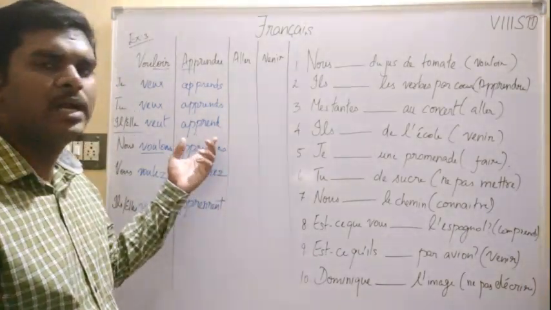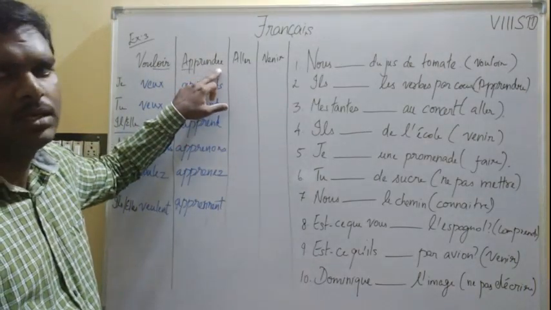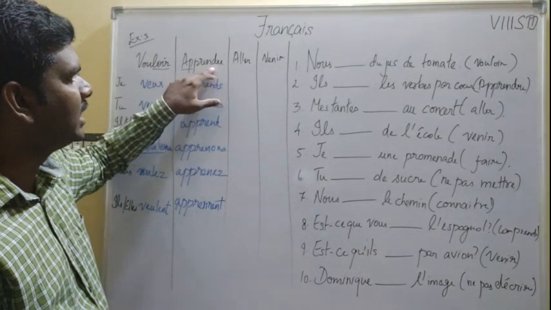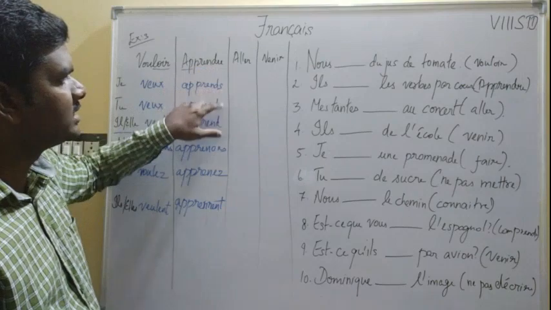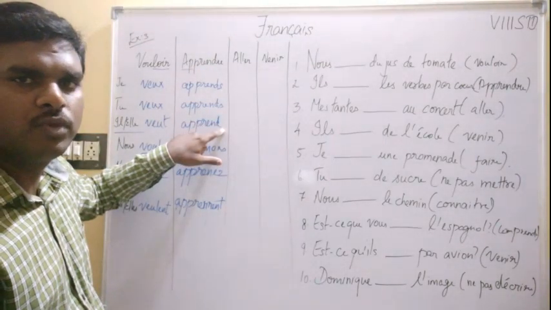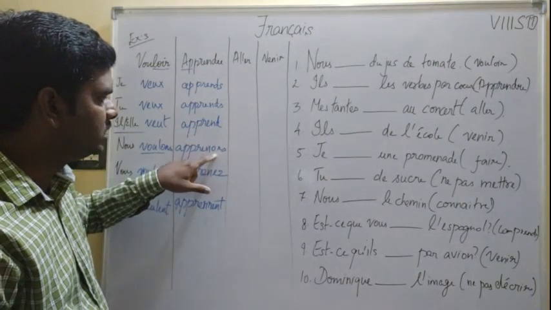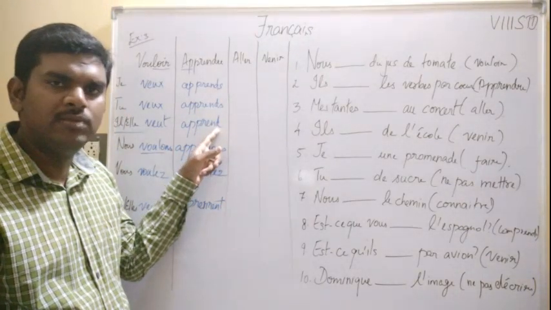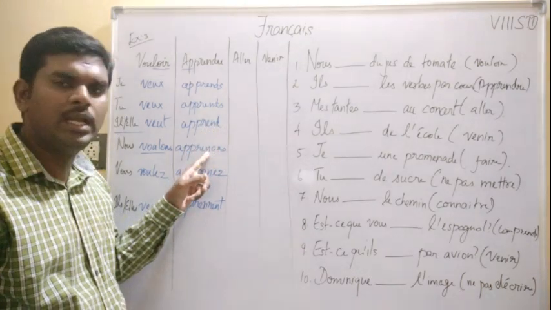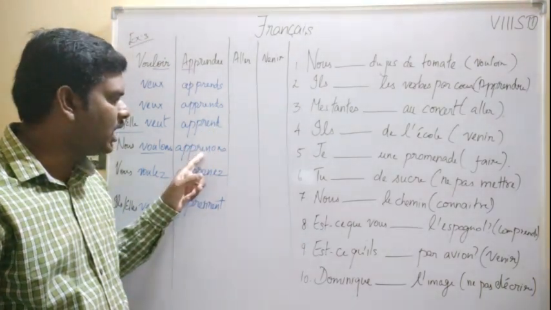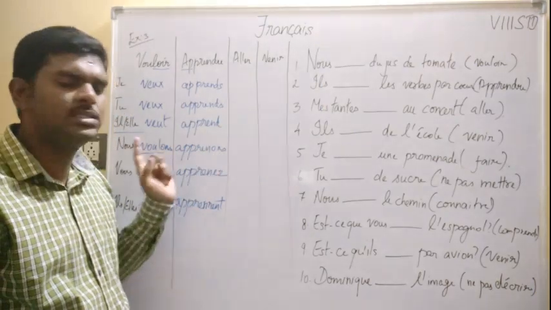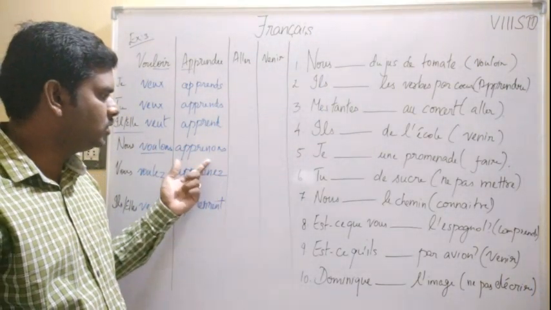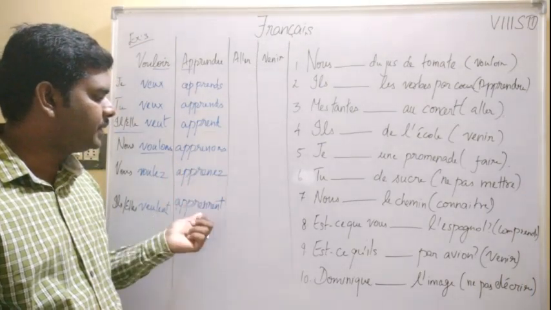For the conjugation, it is an RE ending but an irregular verb. First we take the radical up to this point and add S, and nothing should be added for il or elle. When you come to nous and vous, the spelling changes: the D will disappear and the endings will be apprenons, apprenez.